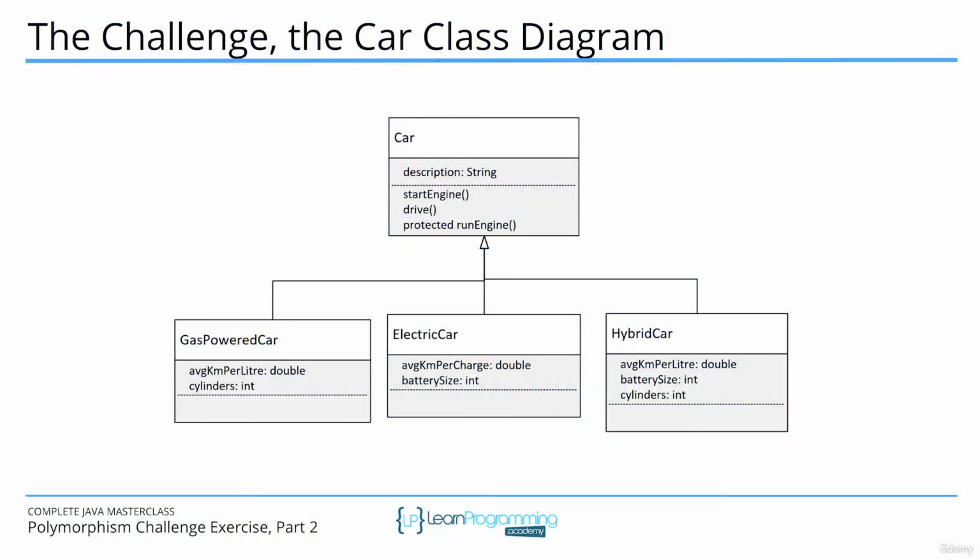Continuing on with the polymorphism challenge solution from the last video, I'm showing you the challenge slide from that last video again. In that video, we built the car and the gas-powered car classes. I overrode the start engine and run engine methods on gas-powered car, but I didn't override the drive method. Let's override that method and also create the electric car and hybrid car classes.